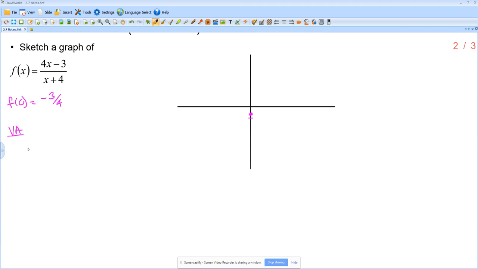Then I look at my vertical asymptote. Vertical asymptote is when the denominator is equal to 0, which is going to be at negative 4. So I go to negative 4, and I draw that dashed line.